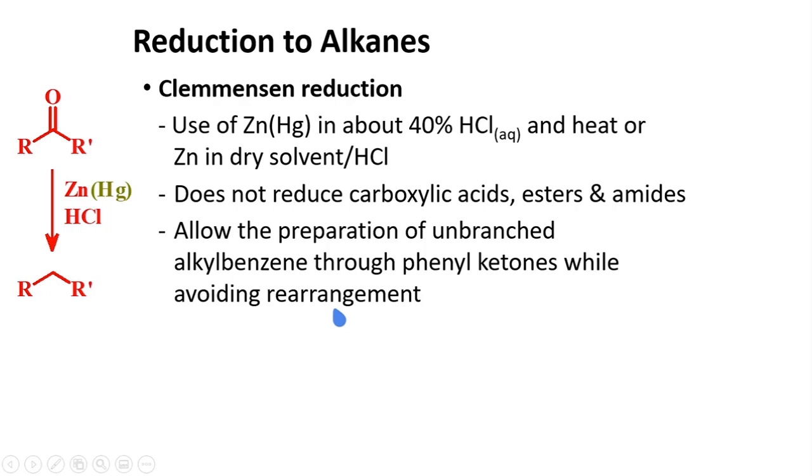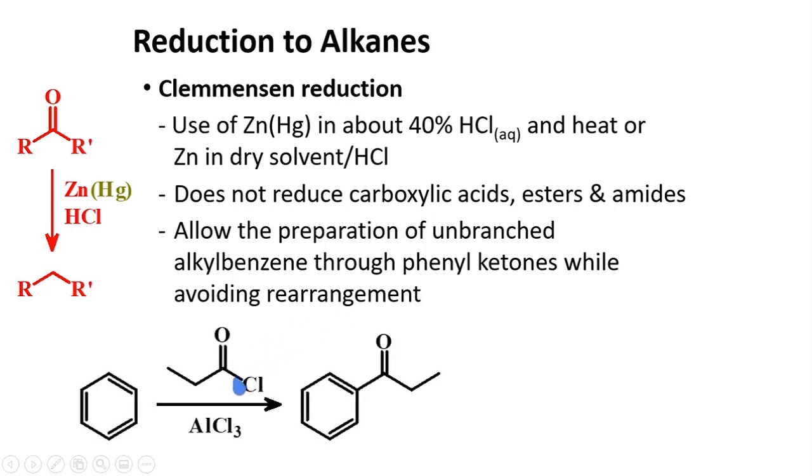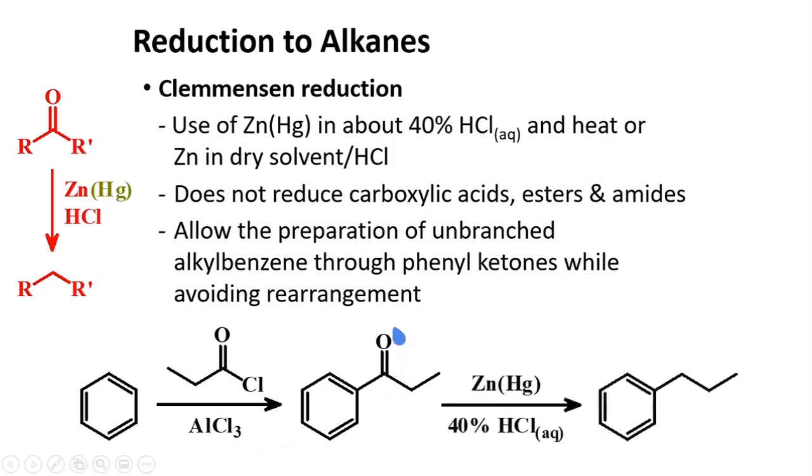A workaround for that synthesis is the Clemmensen reduction. What is needed is to first prepare a phenyl ketone. You can do Friedel-Crafts acylation first. You can use, for example, here a propanoyl chloride in the presence of aluminum chloride. You can do acylation. And then you can use Clemmensen reduction to remove this carbonyl group, and you will produce propylbenzene.